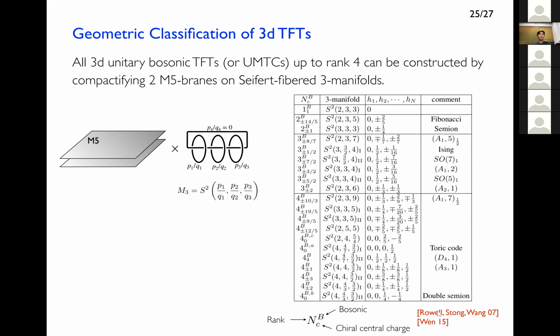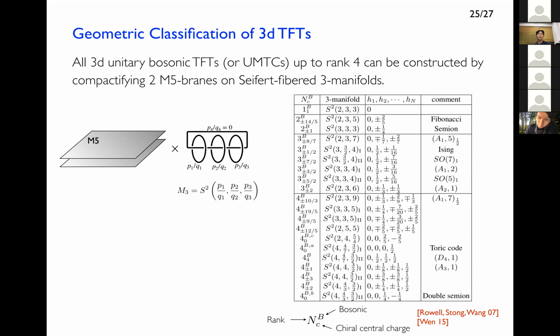The first column denotes the name of the UMTCs. The second column denotes the 3-manifold corresponding to the TFTs. Here I use the notation introduced by Xiao-Gang Wen. A unitary modular tensor category is labeled by their rank, the number of anyons, the chiral central charge, and also the spins of the anyons.